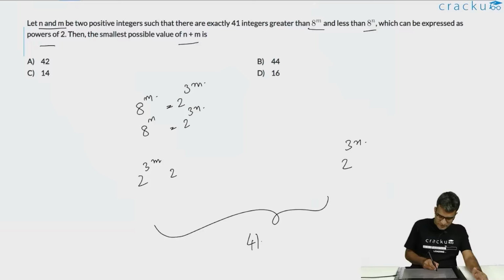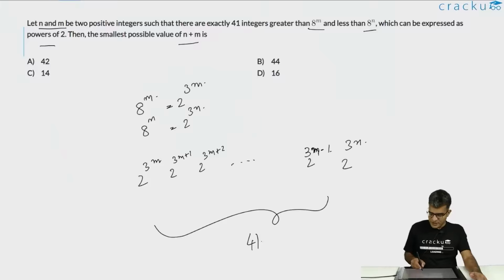This will be 2 to the power 3m plus 1. Then you have 2 to the power 3m plus 2, and so on. And finally, you will have 2 to the power 3n minus 1. And after that, you have 2 to the power 3n. These numbers are 41. How many such numbers exist?